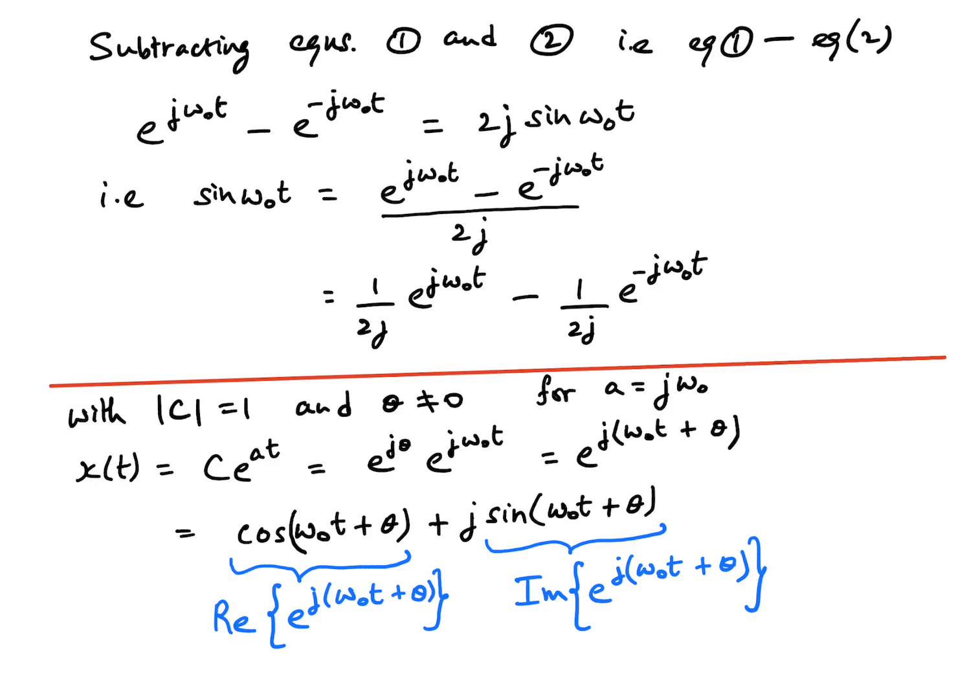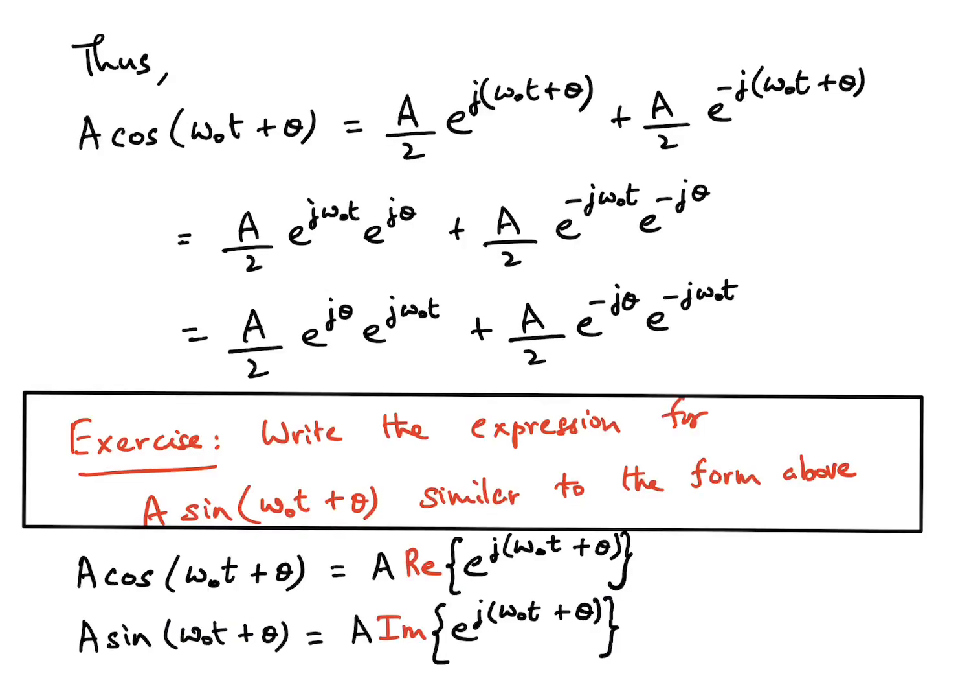So we have seen what a complex exponential looks like, and we have seen how we can represent our real signals, real sinusoids, in terms of the complex exponential. So here we have represented our cosine signal in terms of the complex exponential signal, but here I have included the amplitude as well as the phase shift theta. So the amplitude is A and the phase shift is theta.